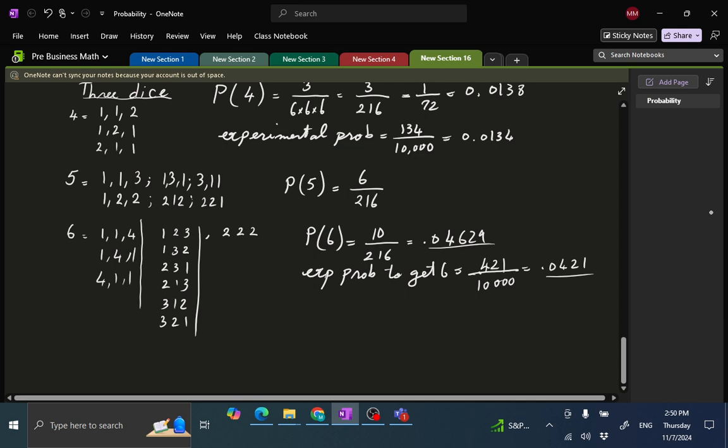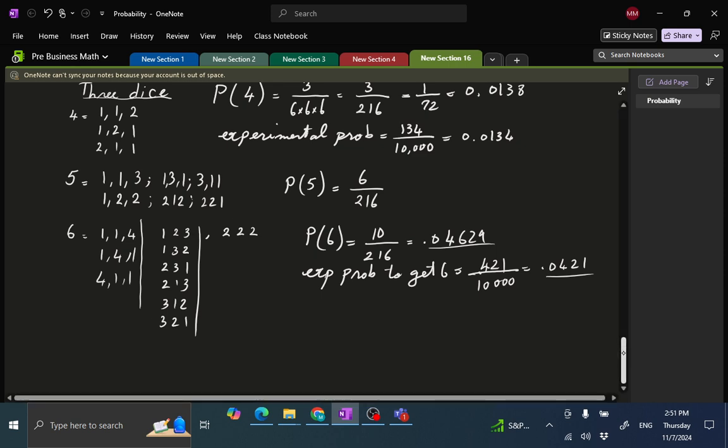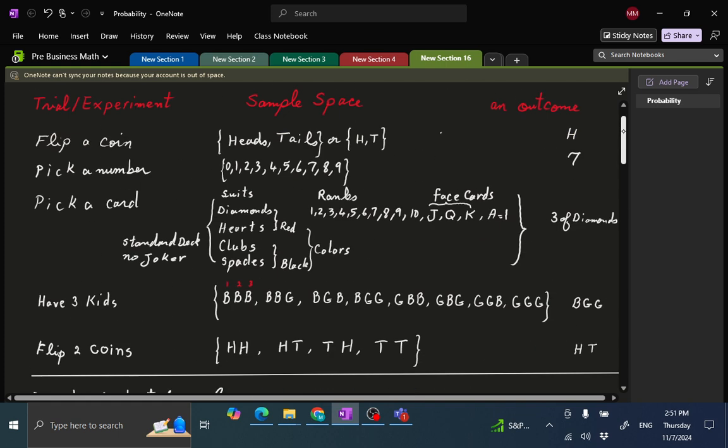The experimentation and the theoretical case, they are kind of close. When is it that this becomes close to that? Well, instead of 10,000 times, if we do it a million times, it comes closer. If we do it a trillion times, it comes closer, and so on. So these are some basic examples.